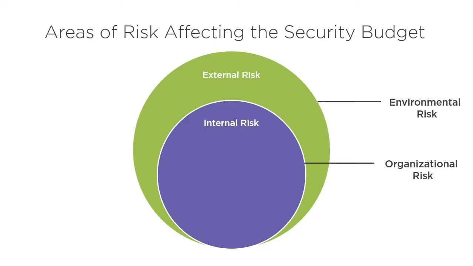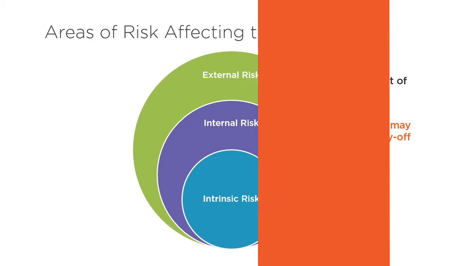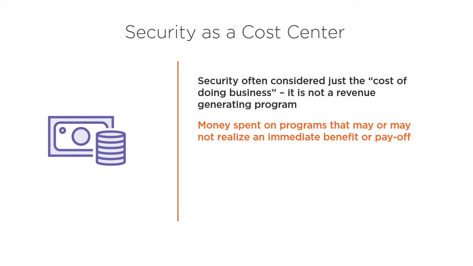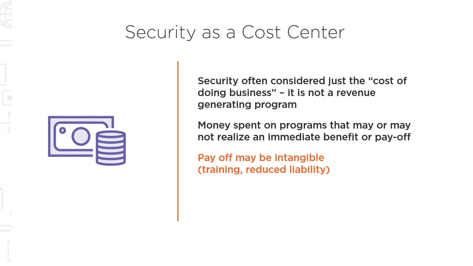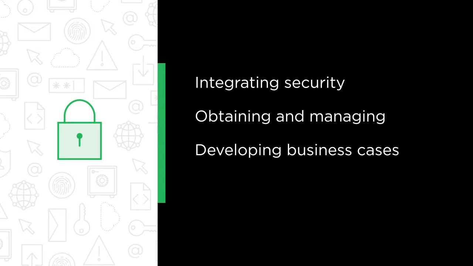That's why we produced this course that covers how to view and employ information security as a business enabler that must be carefully managed. We're going to discuss and demonstrate the key concepts you need to effectively manage security as a business function. Some of the major topics that we will cover include integrating security into business functions, obtaining and managing the security budget, developing business cases for security investments, and managing budgets that change as risk changes.